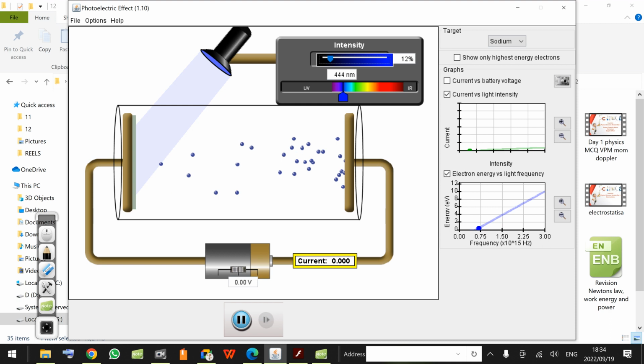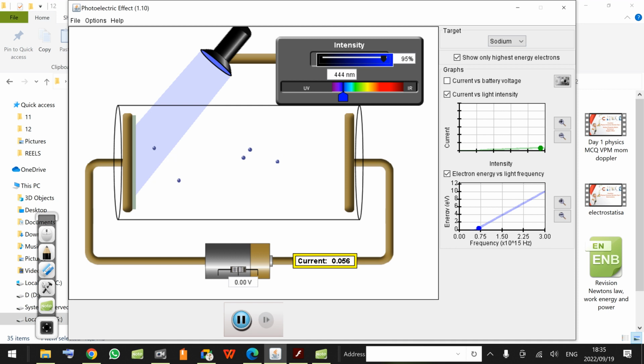I am going to, let me say, show only highest electrons. Okay. Look at the intensity here. It's at 12%. All right. If I increase intensity, see, I'm using the same light, right? But what am I doing? Increasing what? Intensity. I want you to check the value of the current. What's the current now? 0.019. I want you to check the number of electrons that is being ejected. Start at that. But let me increase intensity of the same light.